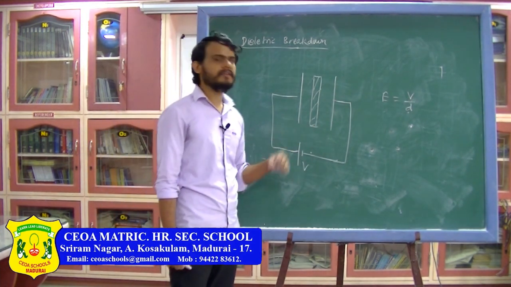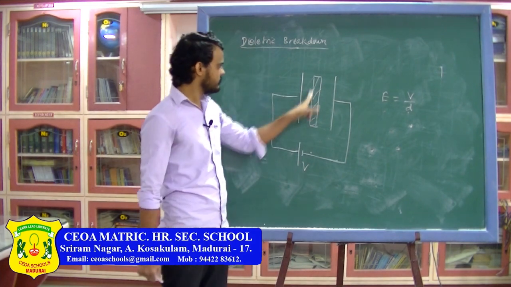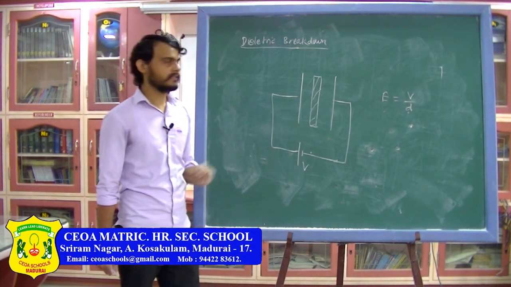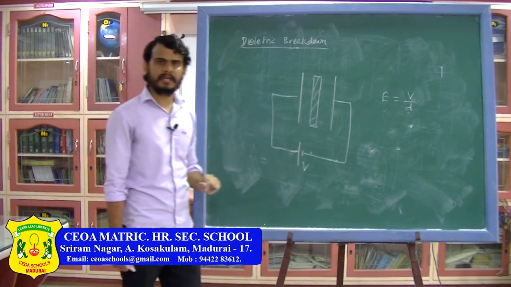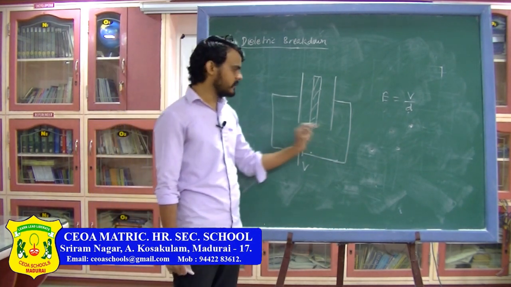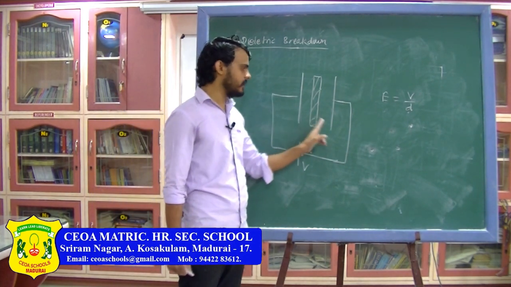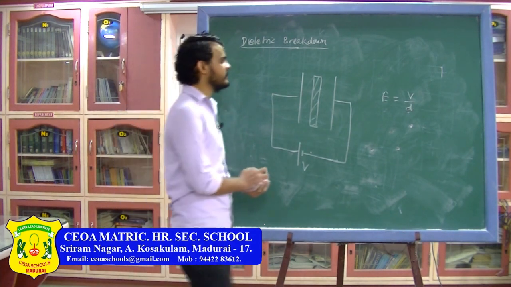If the electric field is very high, the dielectric slab will become a conductor. So this will be called dielectric breakdown. Now, the value of the electric field at which the dielectric breakdown happens is called the dielectric strength of the material.